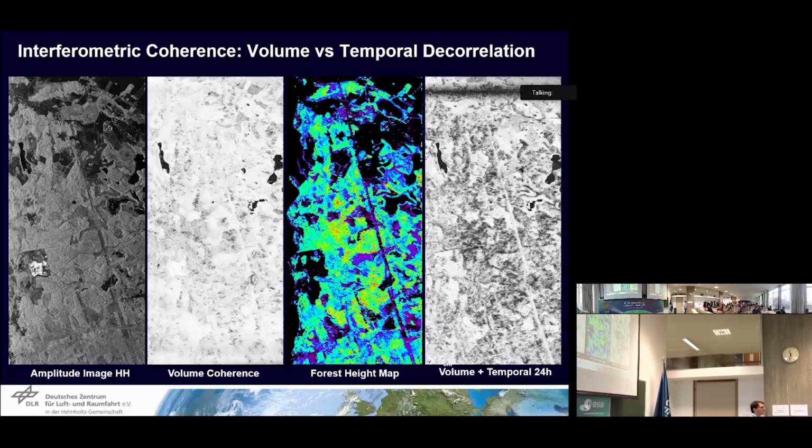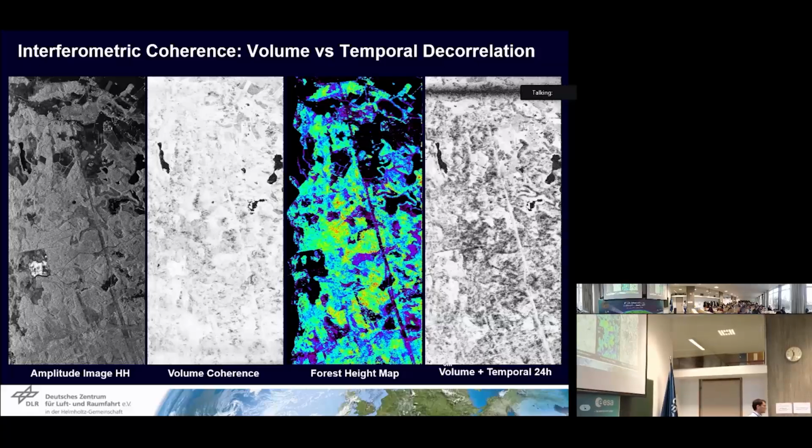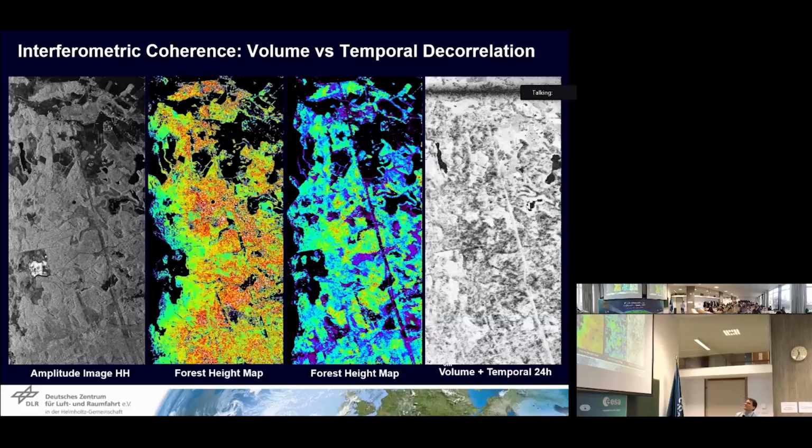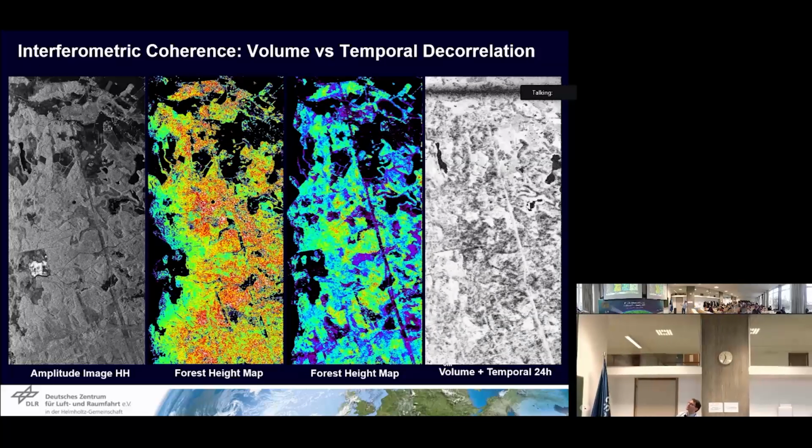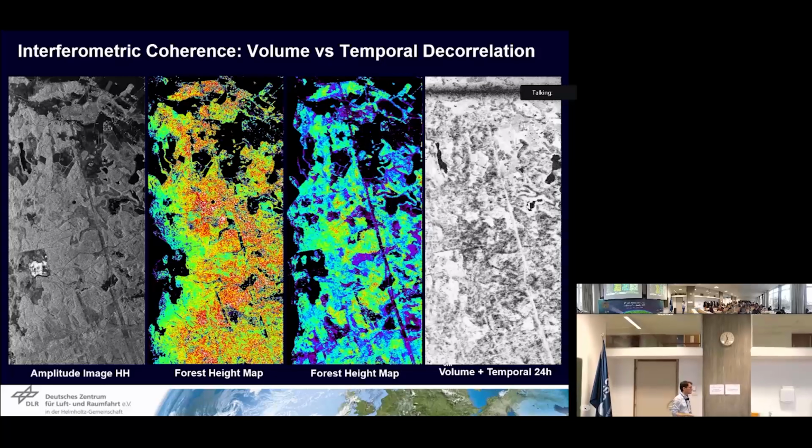Of course, wind can destroy your coherence even in 10 minutes. If the wind is very strong, and you are not at P-band but maybe already at L-band or C-band, then already 10 minutes can be a long time. So you have all these factors, and all of them have a different temporal decorrelation with a different model, and of course this complicates your inversion. But if you go to invert forest height without taking into account the presence of temporal decorrelation, then this is what you get. You are biased. You are essentially biased.